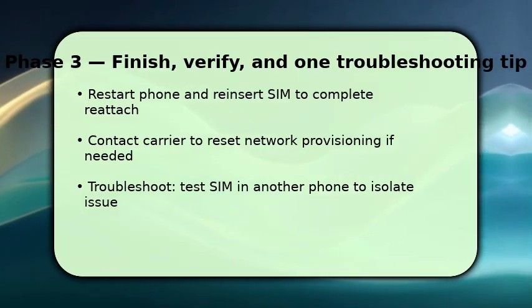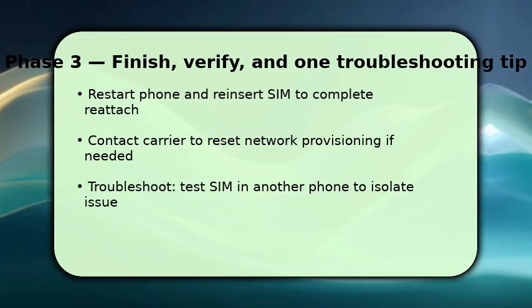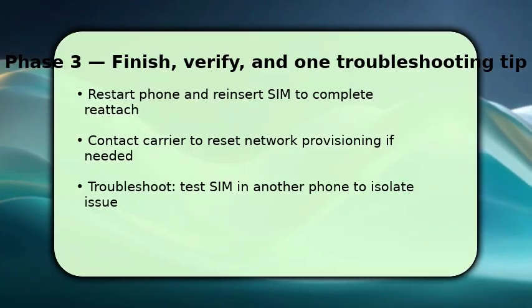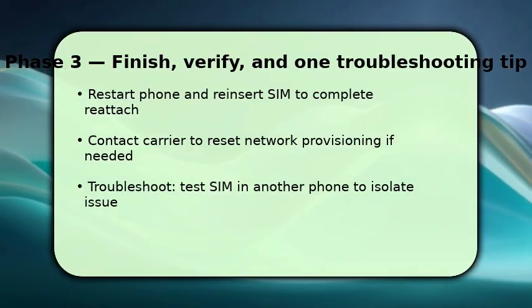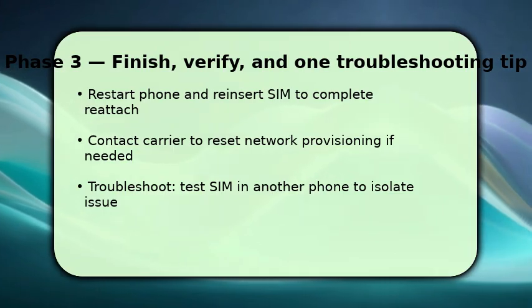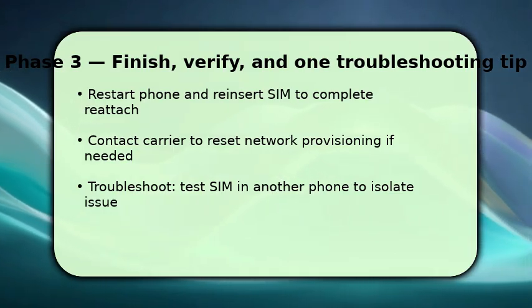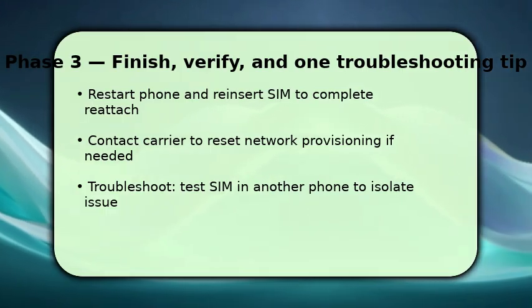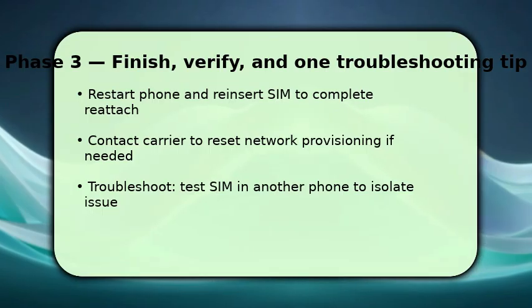If the symbol persists, contact your carrier and ask them to check provisioning and network registration. Sometimes they must reset your service. If advised, test the SIM in another unlocked phone to confirm whether it's the SIM or the handset. One troubleshooting tip: if the SIM works elsewhere, reset network settings on your device before a factory reset.